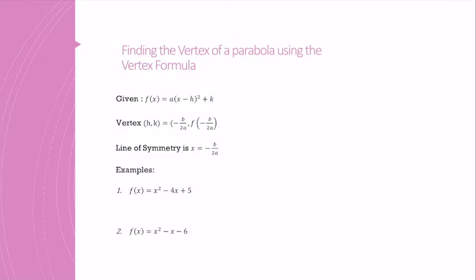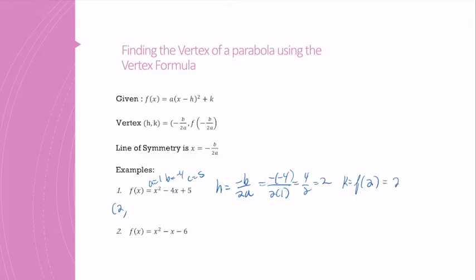So h equals negative b over 2a. That means I've got a is 1, b is negative 4, and c is 5. That gives me negative negative 4 over 2 times 1. That gives me 4 over 2, which is 2. So my h value is 2. My k is f of 2. I'm then going to have f of 2 equals 2 squared minus 4 times 2 plus 5. So 4 minus 8 plus 5 equals 1.